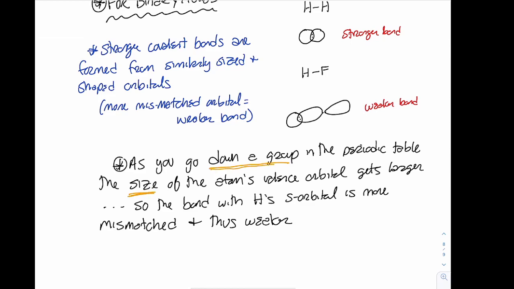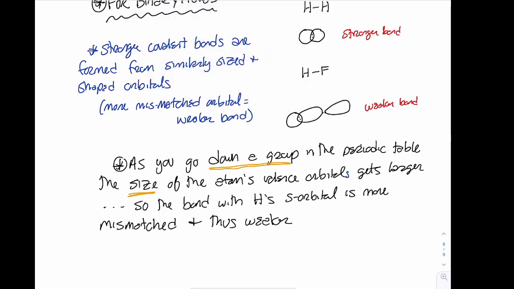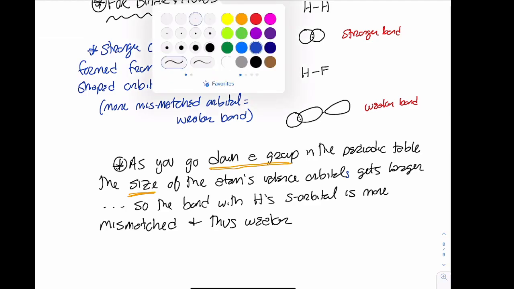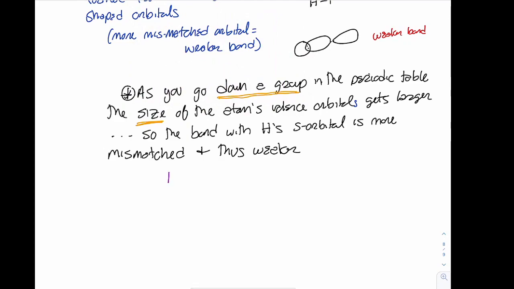We're going to have a different trend as we go across a period, but as I go down, my atom's valence shell, its valence orbital, is getting larger and larger and larger. And we should say valence orbitals, it's not just one. So kind of an example, right? HF, we said was a weak acid. HCl, HBr, HI.